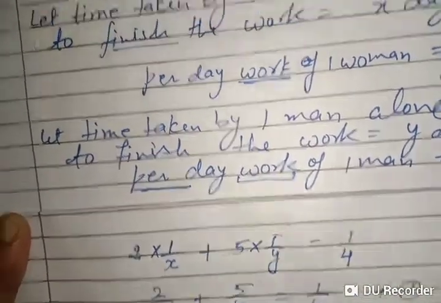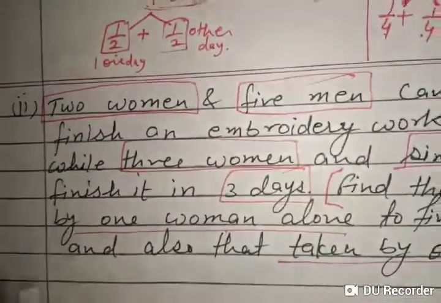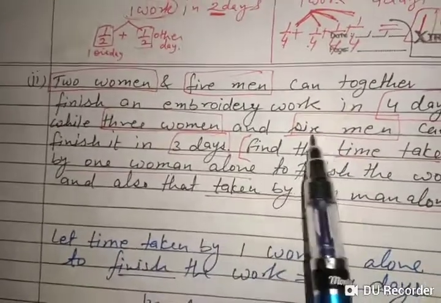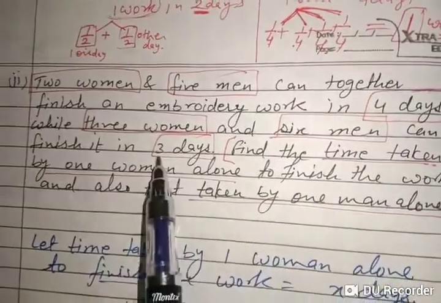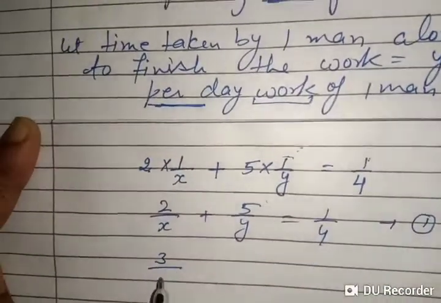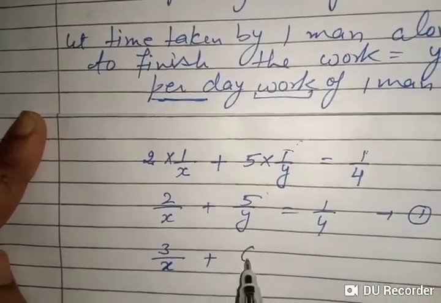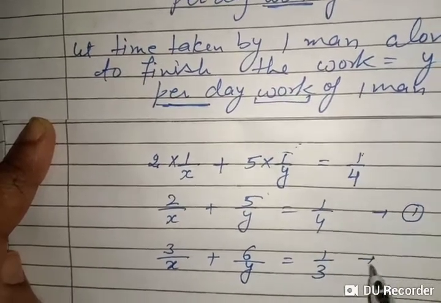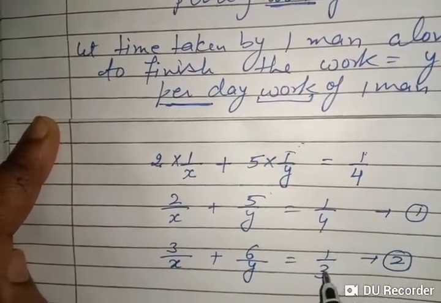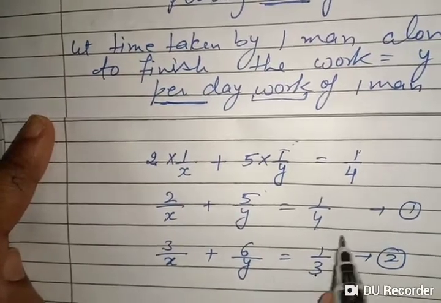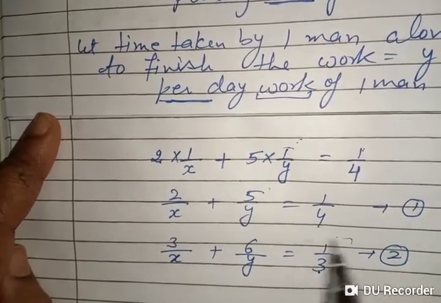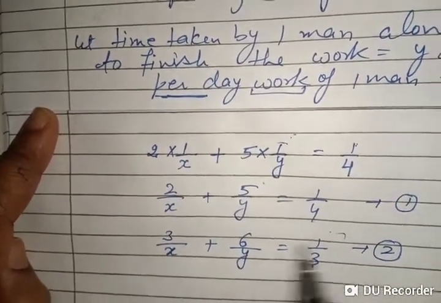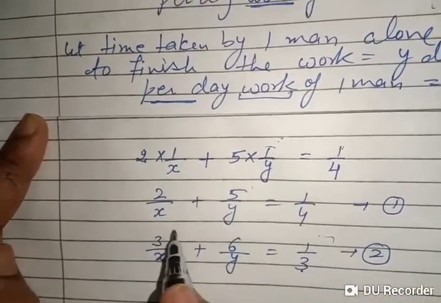Similarly, if you read the second one, 3 women and 6 men together finish in 3 days. So 3 days means 1/3 work will be completed in one day. This equation represents one day equation. This is one day, and this is also one day.